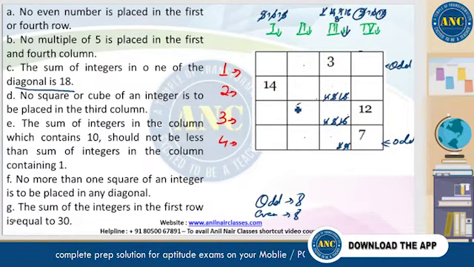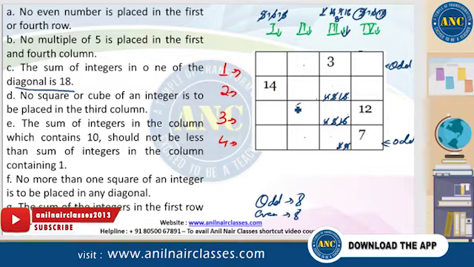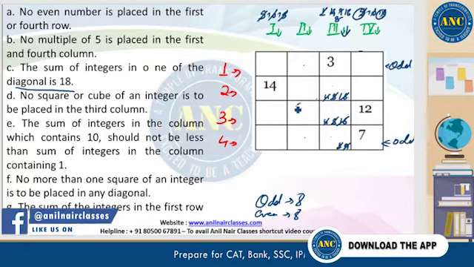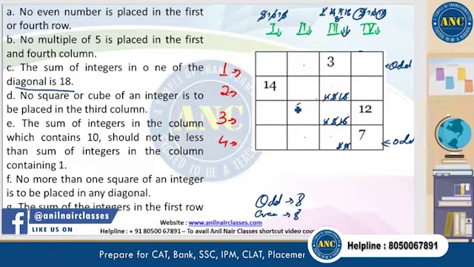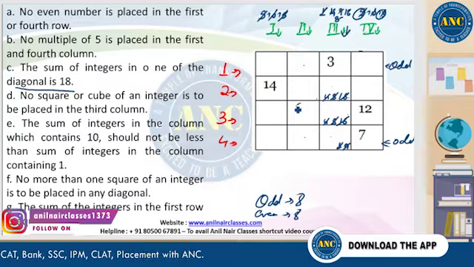No more than one square of an integer is to be placed in any diagonal. We cannot place more than one square in a diagonal. Whichever diagonal you want to place, you cannot place more than one square in either of the diagonals. Okay, that's another good data.